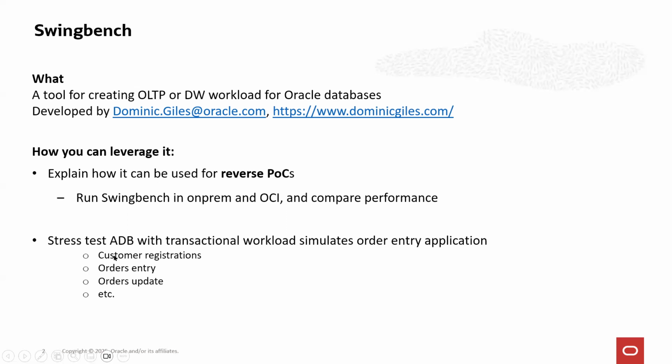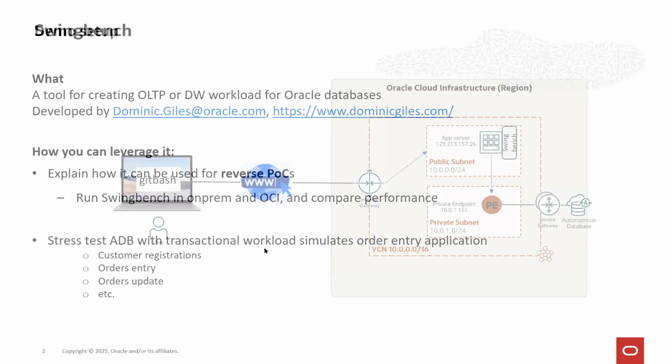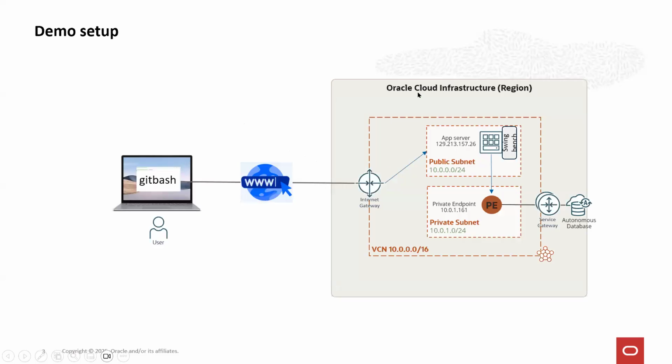What I'm going to show you is how to create a transactional workload, which represents something like an order entry application. So let's say you go to Amazon.com and you look at products, and you want to place an order. First, you need to register on that website. When you register, there's going to be an entry into the customers table. When you place an order, there are going to be entries into the orders table and so on. So the demo is going to be something like this, very simple.